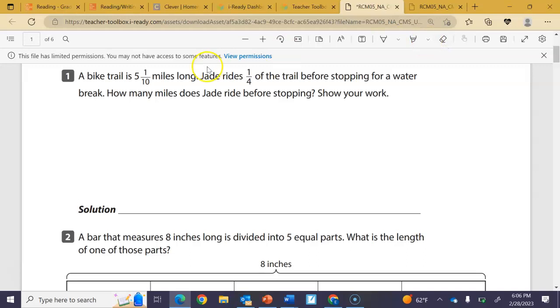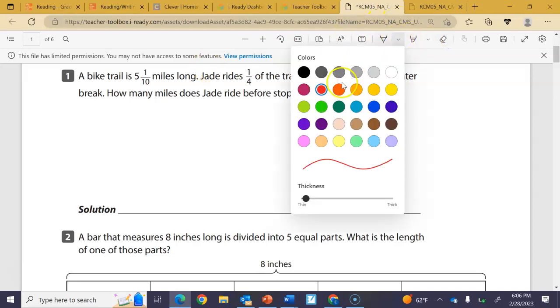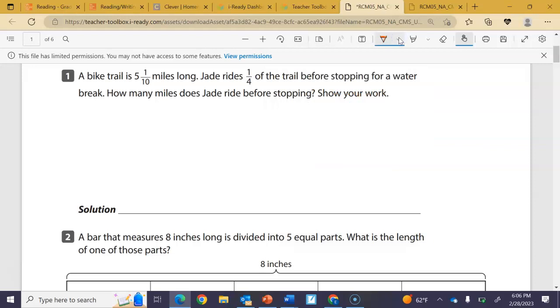I will be showing you the work, but I ask that you pause the video and try and work it out first, and then you can see how it can be solved. So I'll go ahead and read the problem, and then you will show your work.